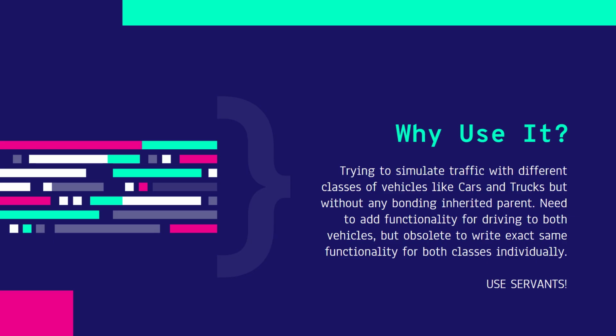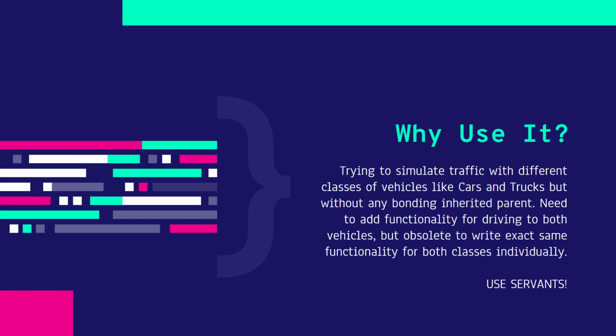So let's say that you want to make a program that simulates traffic, and so you have these different classes of vehicles, like cars and trucks, but they don't have any sort of common parent. They don't have any vehicle superclass that they derive from. They're completely on their own. But they might have functionality that should be similar.